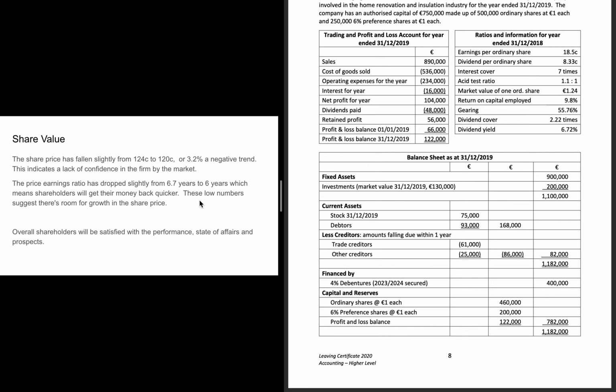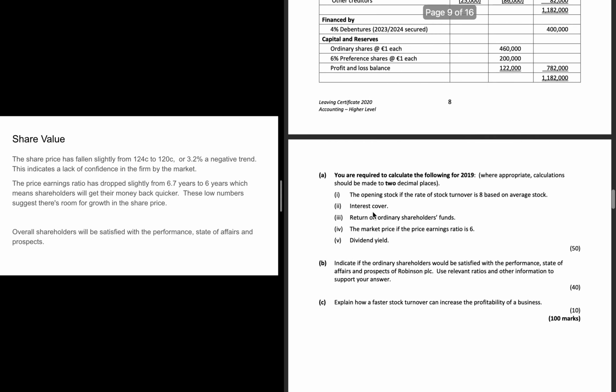So overall, then I had to take a position. I said they would be satisfied with the performance, state of affairs, and prospects. And I just checked the marketing scheme there. In the marketing scheme, you can put in overall they will be satisfied or overall they won't be satisfied. So you can take, and you'll get the marks, whatever position you want.